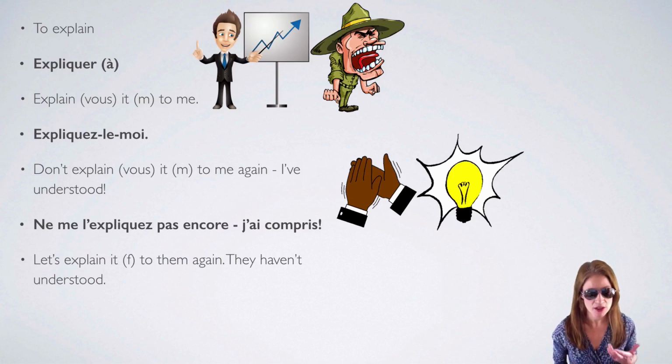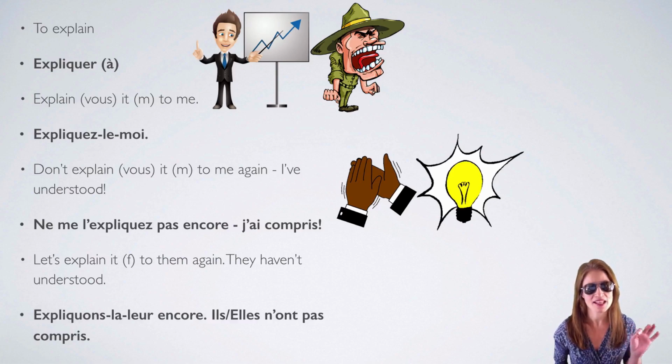Let's explain it, your it is feminine, to them again. They haven't understood. Expliquons-la leur encore. You could say once again, encore une fois. Ils ou elles n'ont pas compris.